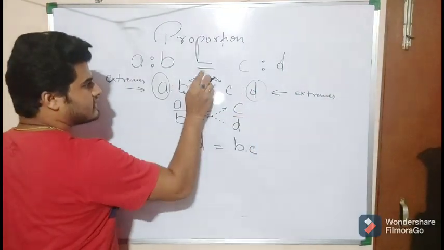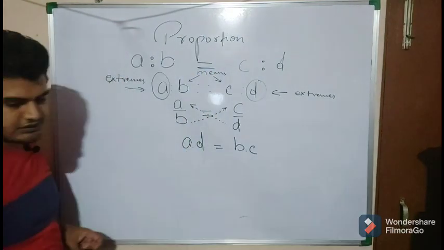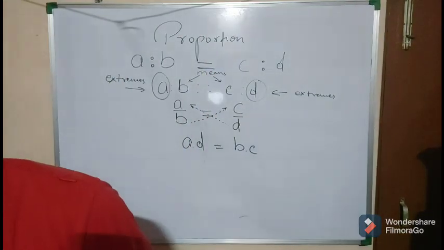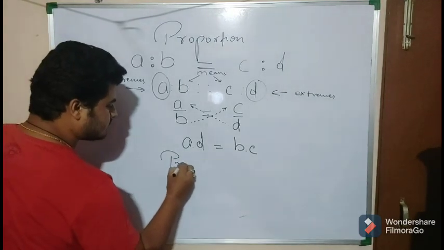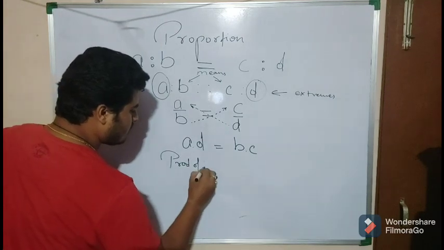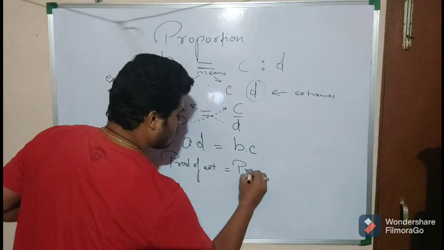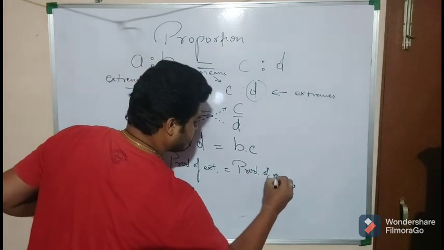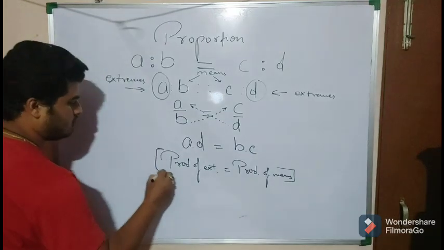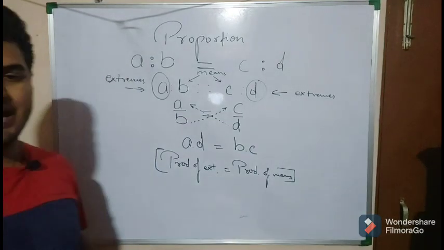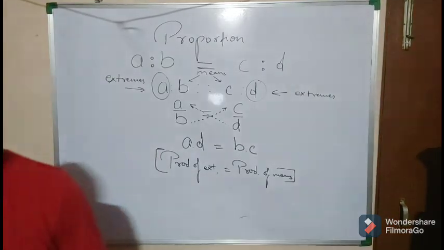So these are called as means. So extremes and means. So we can say that A into D means what? Product of extremes is equals to product of means. Now this is going to be a very important formula, and which is going to help you in the chapter a lot, right?